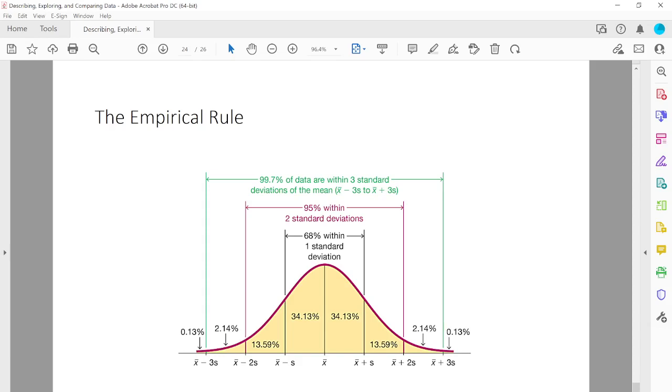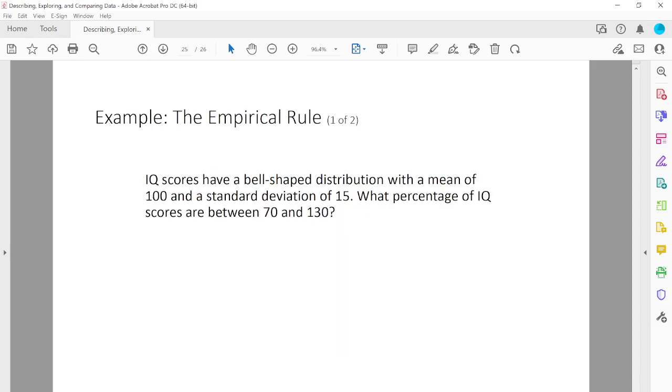Okay, so let's look at this picture here. As you can see here, this is the mean, and about 68% of the data falls within 1 standard deviation. About 95% of the data falls within 2 standard deviations, and 99.7% of the data is within 3 standard deviations.